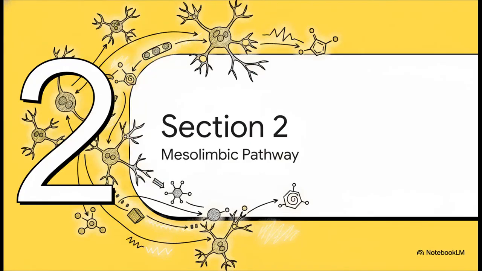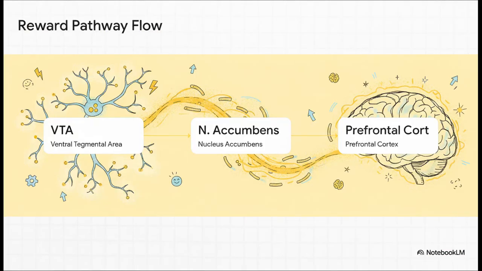Moving right along to Section 2, the mesolimbic reward pathway. If you want to really understand addiction, you have to understand the wiring. You've got to meticulously map out the specific dopaminergic circuit these drugs are hijacking. The mesolimbic pathway, or the reward pathway, goes like this. Step 1. It originates in the ventral tegmental area, or VTA.